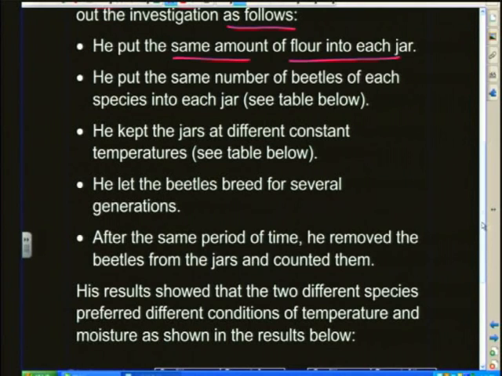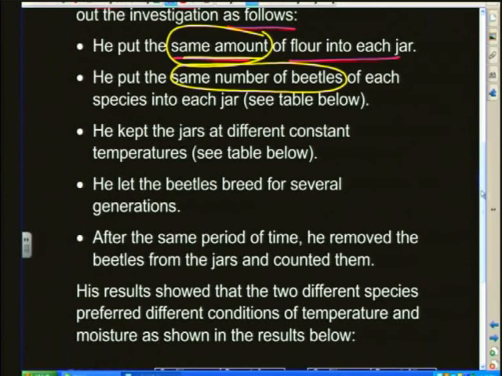And notice, as I'm going to read through, I'm going to highlight some keywords. He put the same amount of flour, and in this he's made sure that he's controlled the variable. In this case, the control variable would be the amount of flour was the same, and that's very important. He put the same number of beetles, so that's the next variable that he kept constant, and we refer to these as the control variables or the fixed variables. So he put the same number of beetles in each species into each jar. See the table below, we're going to look at that in a little while.